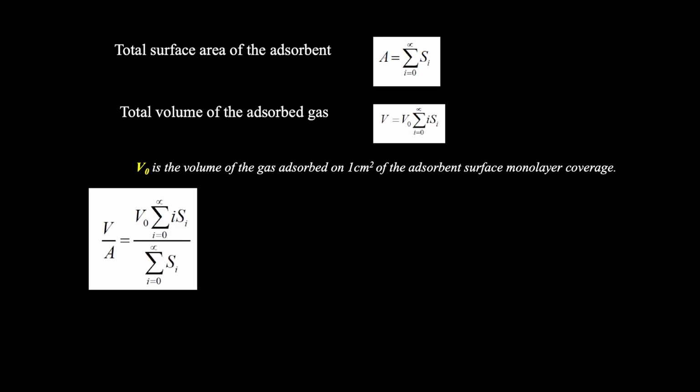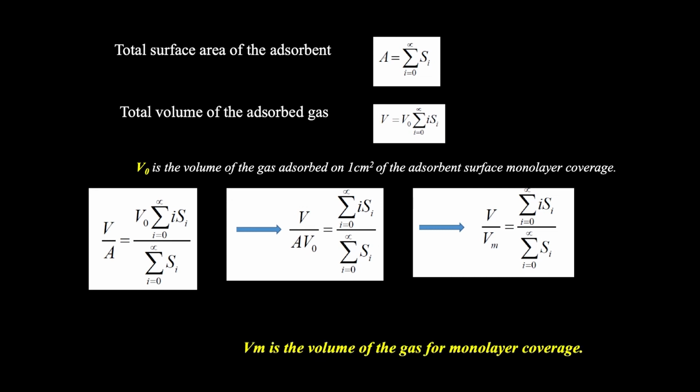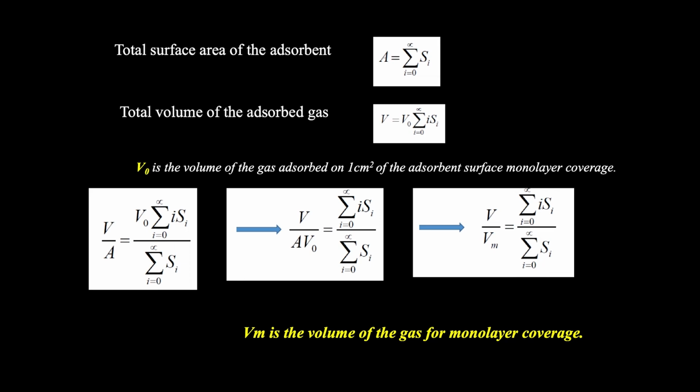Now considering V by A, we can write it as V by A equal to V0 into sigma i equal to 0 to infinity i Si divided by sigma i equal to 0 to infinity Si. Rearranging this equation, we get V by A V0 equal to sigma i equal to 0 to infinity i Si divided by sigma i equal to 0 to infinity Si. We can substitute A V0 equal to Vm. Vm is the volume of the gas for monolayer coverage. Then V by Vm equal to sigma i equal to 0 to infinity i Si divided by sigma i equal to 0 to infinity Si.